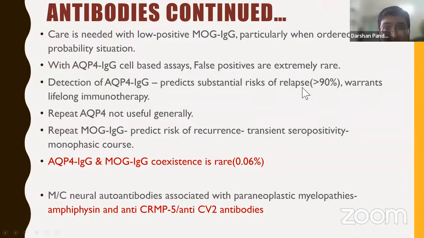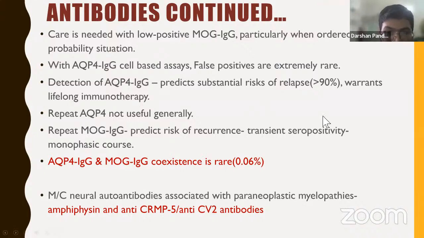Continuing regarding antibody, if there is low positive MOG and there is low suspicion of the clinical scenarios of MS, then it can be considered most likely a false positive result. And with aquaporin 4, false positives are extremely rare. If there is detection of aquaporin 4, it predicts substantial risk of relapse, more than 90%. It warrants lifelong therapy. Repeat aquaporin 4 is not generally useful.